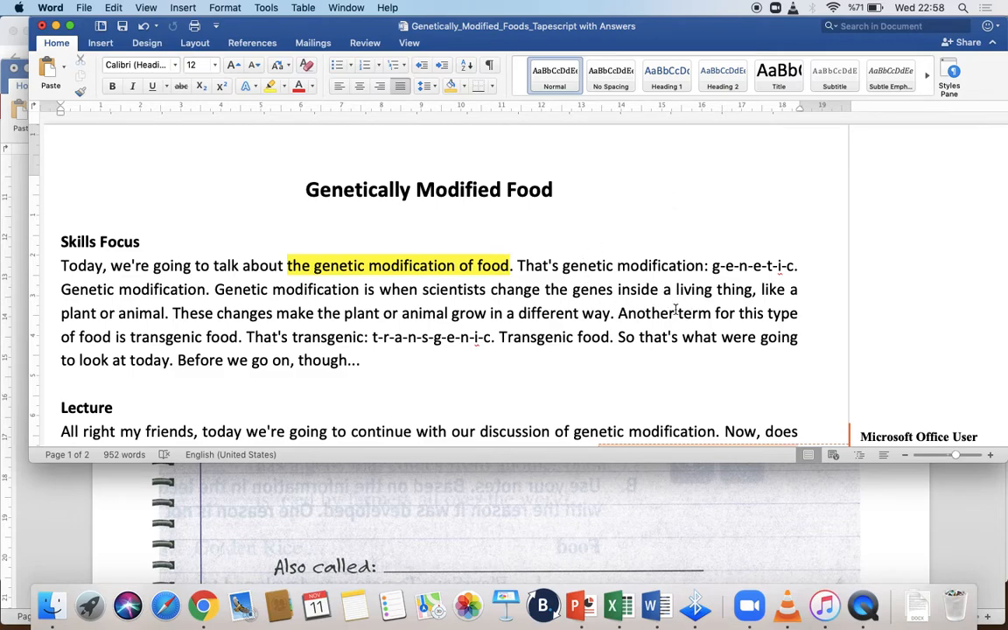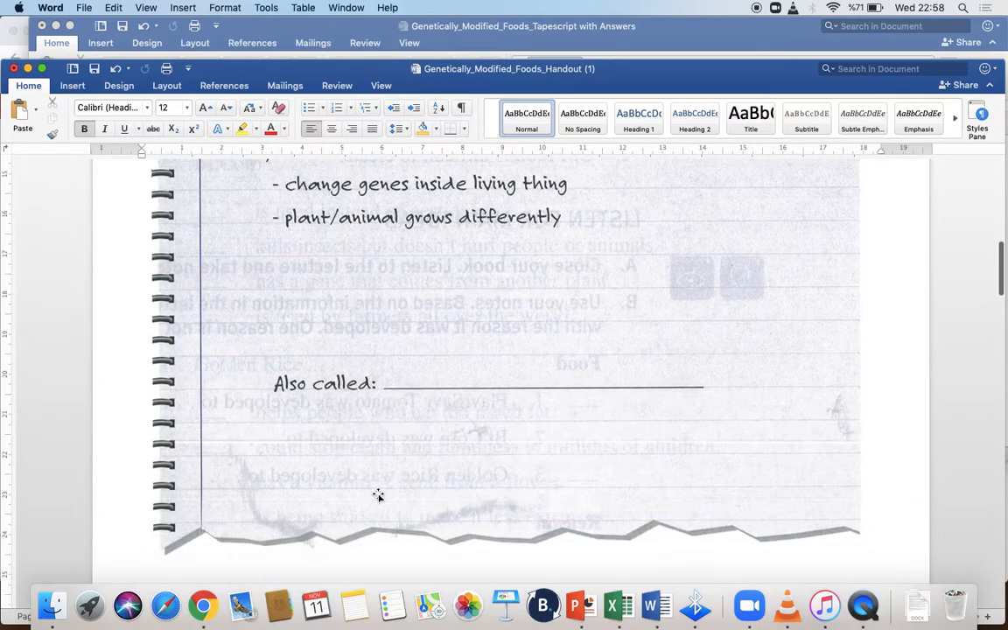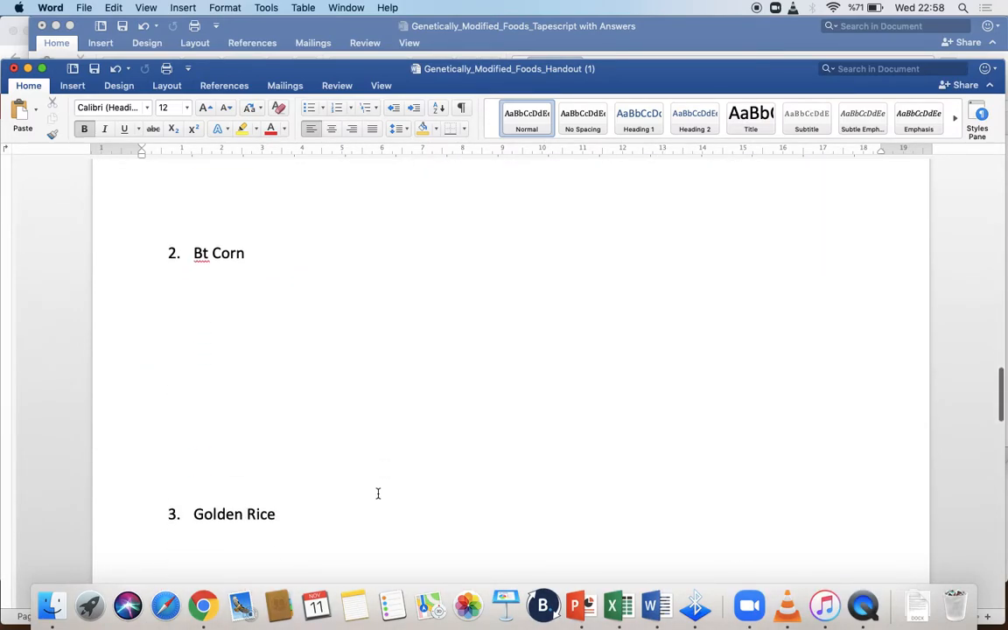Another term for this type of food is transgenic food. Okay, so today she will talk about the genetic modification of food. It is also called transgenic food. Okay, now let's go down.